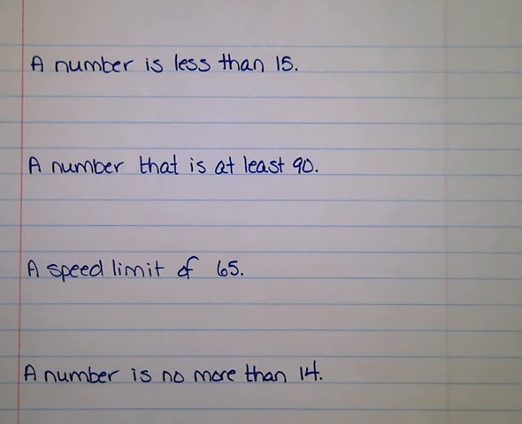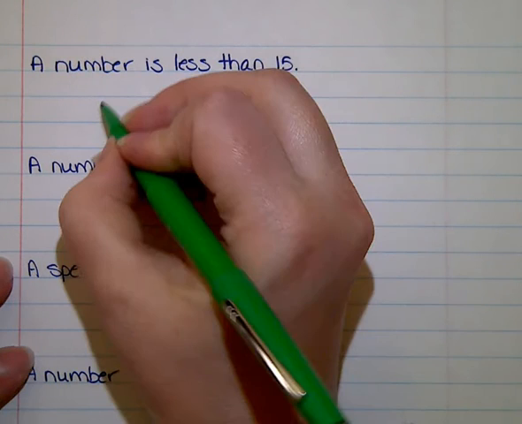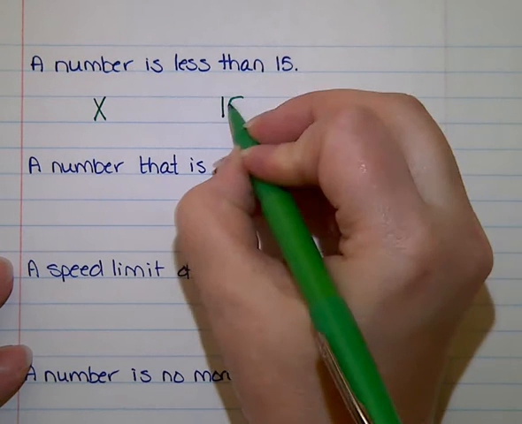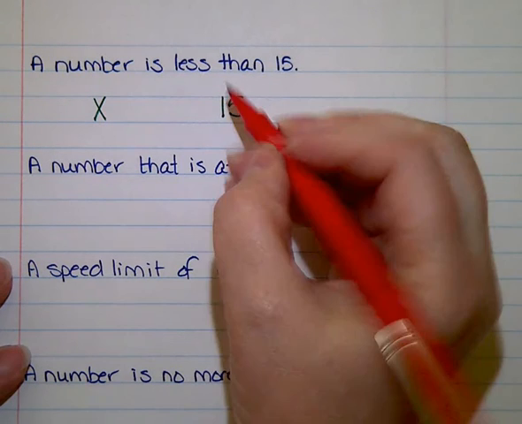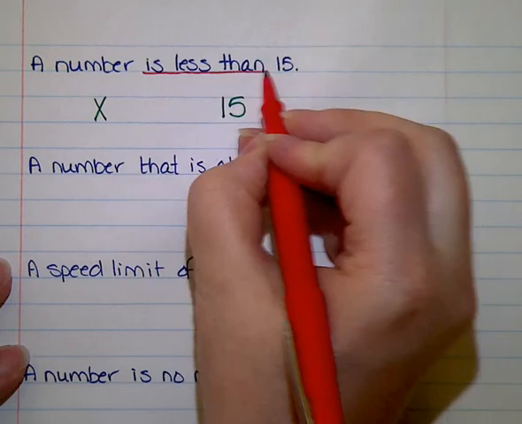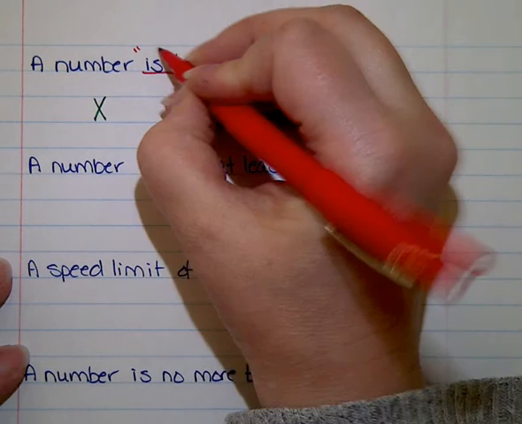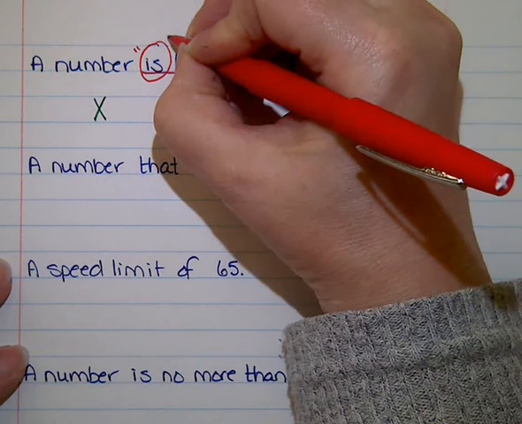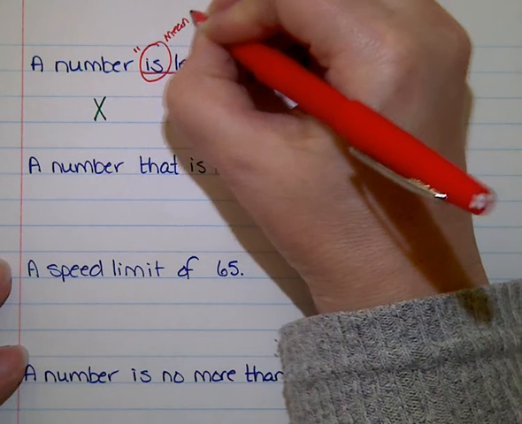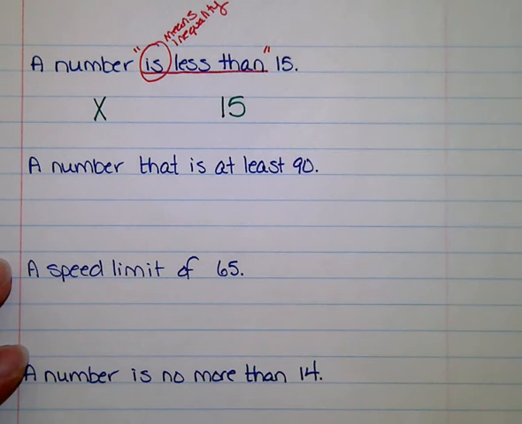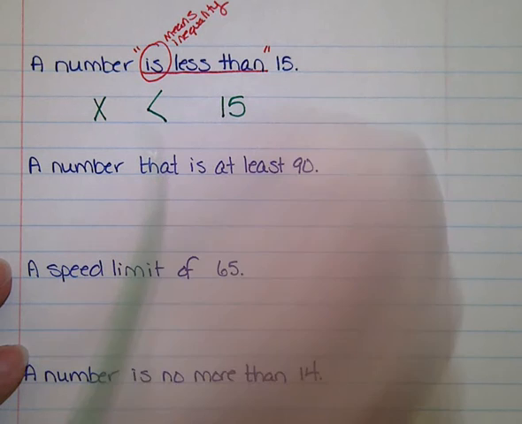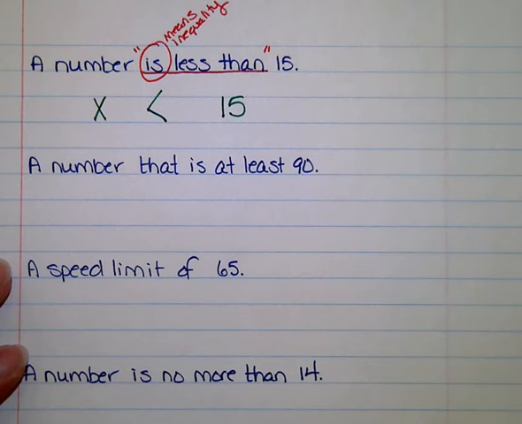A number is less than 15. When we translate these, you'll notice that I have a number and I have a 15. Those are your bookends. Go ahead and write those down first. Then we need to find the inequality, is less than. The word is right there tells us that we have an inequality. And is less than 15? That's the symbol for is less than. You see it? Tip your head and look.